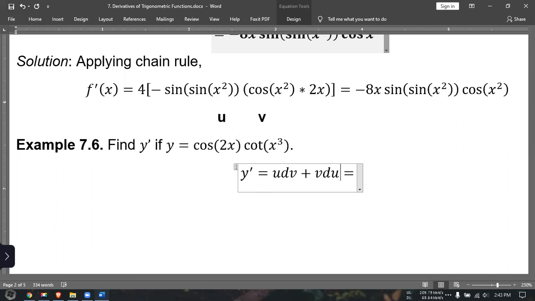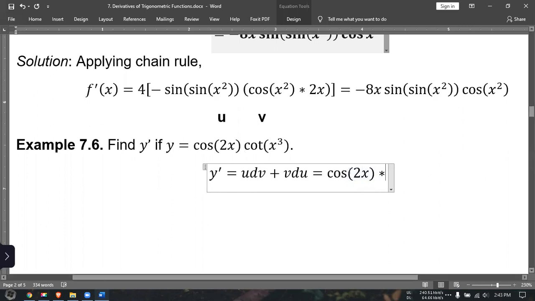So by definition of the rule, first we have to copy the first factor and multiply this by the derivative of the second factor. What is the derivative of cotangent? Negative cosecant squared, sir.